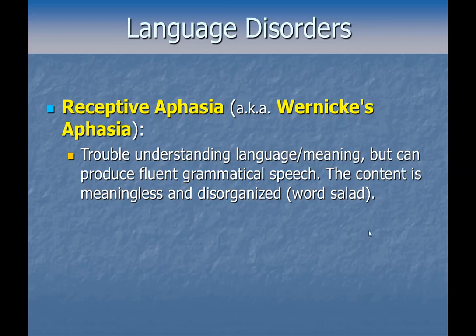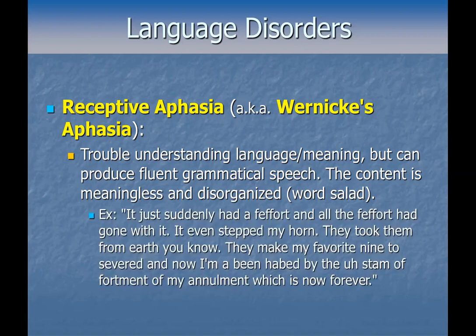And this is a symptom we call word salad. You might have heard that for other psychological conditions, but here it's a side effect of just this general damage to that language area of the brain.